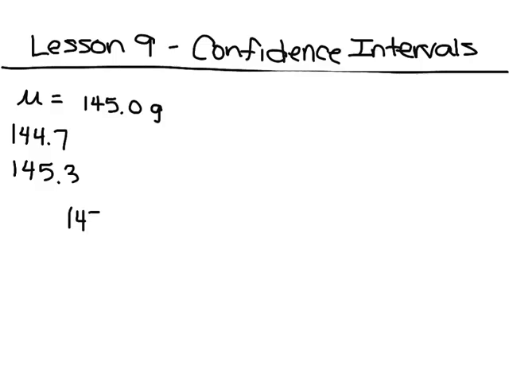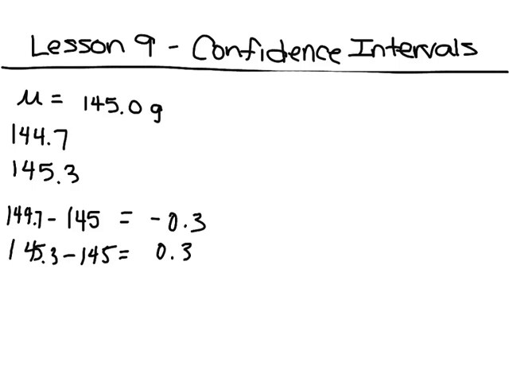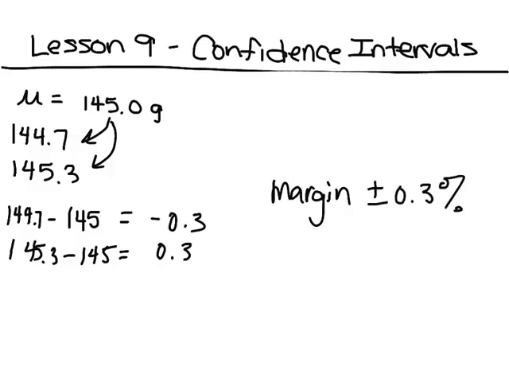144.7 minus the average, 145, is negative 0.3. 145.3 minus the average is positive 0.3. So our margin of error, plus or minus how much it takes to get to the outsides of your confidence interval, is plus or minus 0.3 grams.